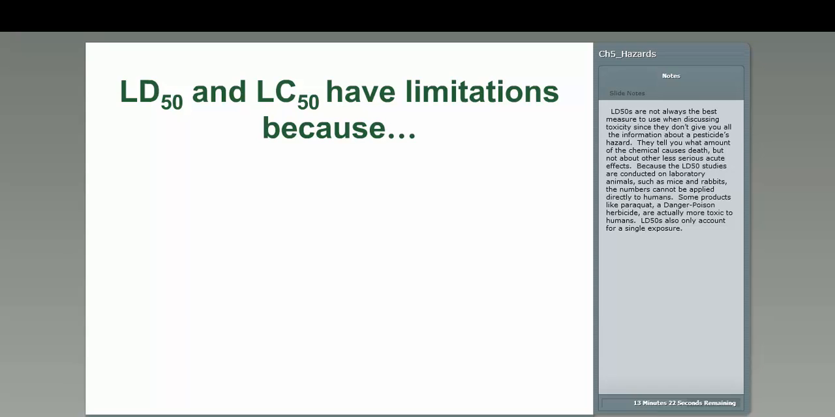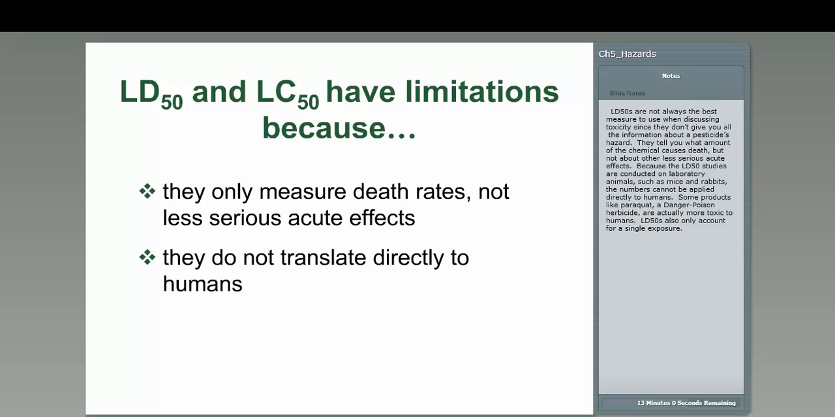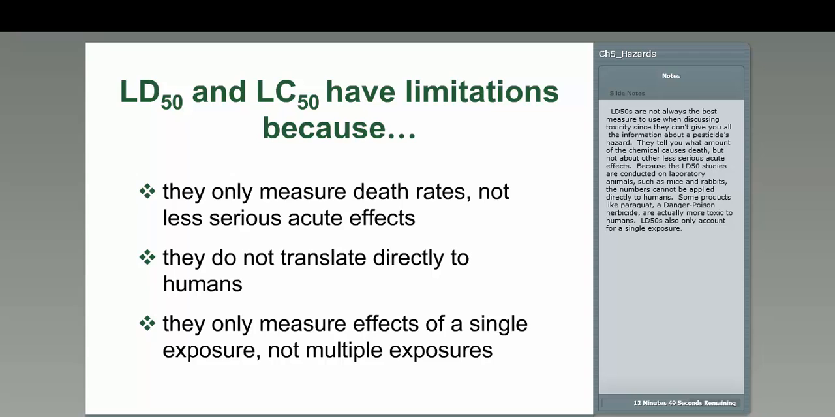LD50s are not always the best measure to use when discussing toxicity, since they don't give you all of the information about a pesticide's hazard. They tell you what amount of the chemical causes death, but not about other less serious acute effects. Because the LD50 studies are conducted on laboratory animals, such as mice and rabbits, the numbers cannot be applied directly to humans. Some products like Paraquat, a danger poison herbicide, are actually more toxic to humans. LD50s also only account for a single exposure.